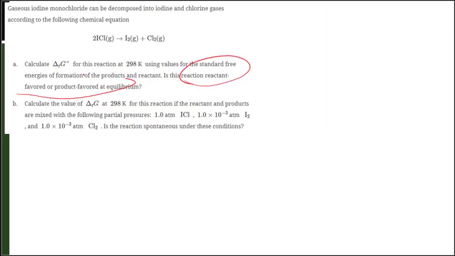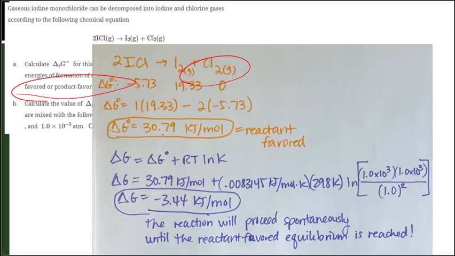First, it wants to know if it's a reactant favored or product favored reaction at equilibrium. So I needed to find delta G because if it's a positive or negative value, that will tell me if it's reactant or product favored. Delta G ends up being a positive 30.79. Since it's a positive value, it's reactant favored.